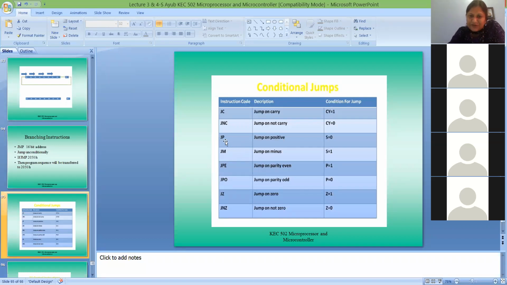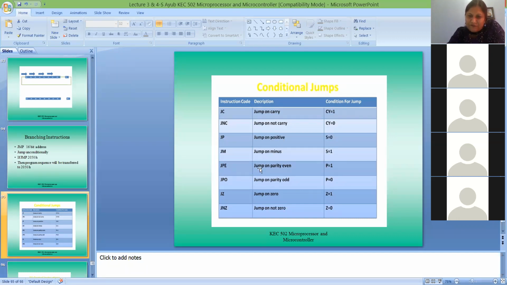Similarly, you can check whether a number is positive or not. How will you check that? You have to check the status of the sign flag. If the sign flag is 0, that means the number is positive, and you will jump to the location assigned over here. But if the sign flag is 1, that means the contents are negative, and you will jump to the memory address assigned with JM.